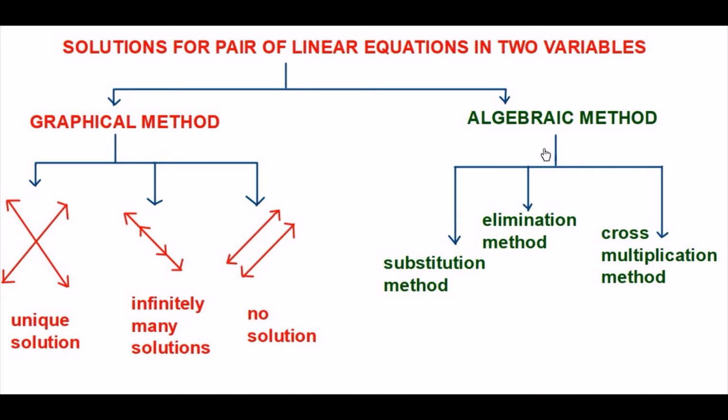In the upcoming classes, you will learn about the algebraic methods to find out the solutions for pair of linear equations in two variables. There are basically three algebraic methods. One is the substitution method, then the elimination method and cross multiplication method. But for this year, they have removed this cross multiplication method from your syllabus. So I'll not be explaining the cross multiplication method. I'll be taking examples for only these two methods, that is the substitution method and the elimination method.